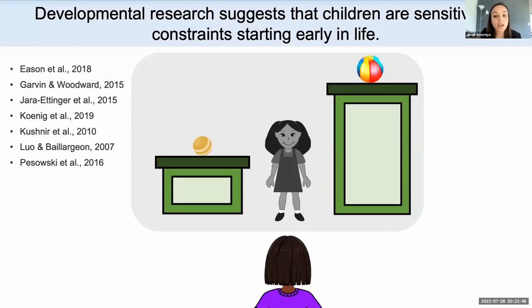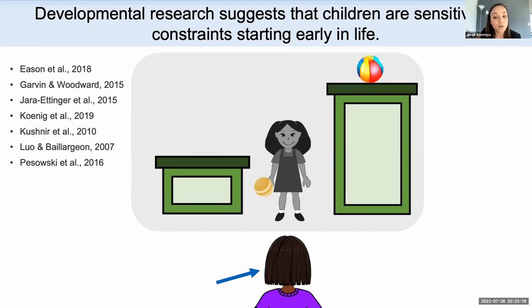So developmental research suggests that children are sensitive to constraints starting early in life. To give you a sense of a traditional constraint paradigm, imagine that you're this child observer in the purple shirt, and you see this girl across from you and notice that there are two toys. A yellow toy on the left shorter shelf that she is able to reach, and a more colorful ball on the right taller shelf that she is unable to reach.